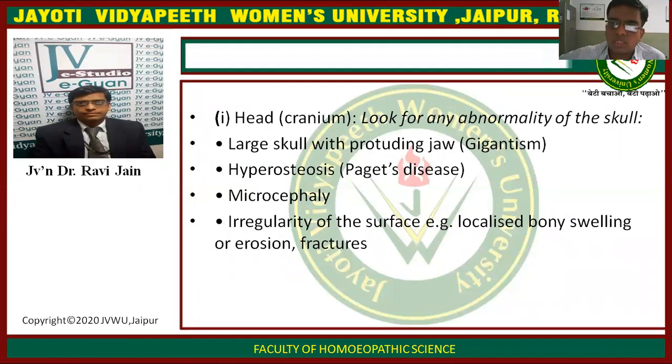Whenever we are doing the neurological examination, the general physical examination is started from head to toe. In the head, first of all, we will look at the cranium, and look for any abnormality of the skull. A few of the things we have discussed in the earlier lecture, and we are going to continue now from the previous lecture. So first of all, we have to look for any kind of abnormality of the skull. If the skull is large with a protruding jaw, then it means the patient is having gigantism. It is especially related to growth hormone overactivity.